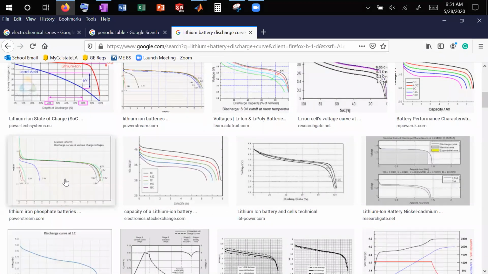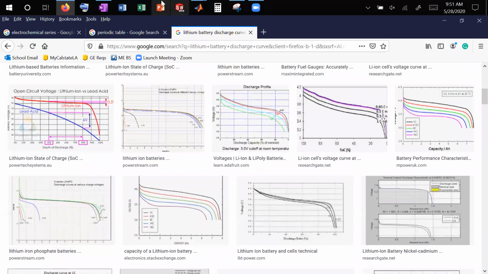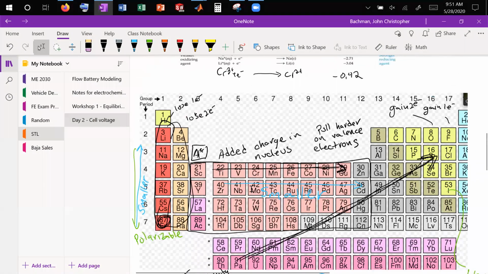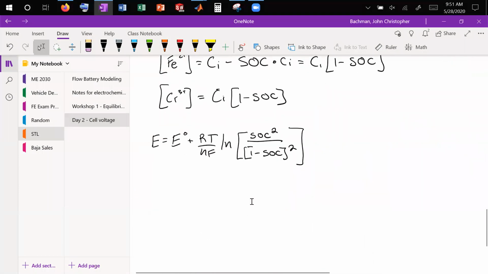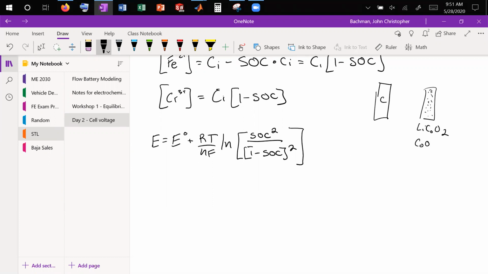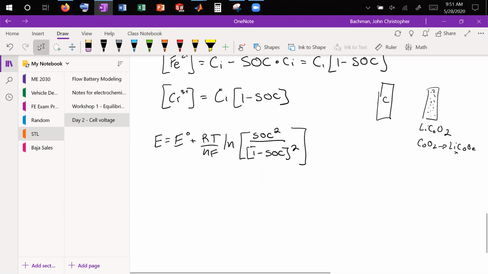So this lithium iron phosphate battery is interesting. You have some lithium-ion batteries where all of them usually have lithiated carbon on one side, and then on the other side, this one might be lithium cobalt oxide. When this one lithiates, it just lithiates randomly all over. So it just goes from cobalt oxide to lithium cobalt oxide, and it just depends on how much lithium you have.